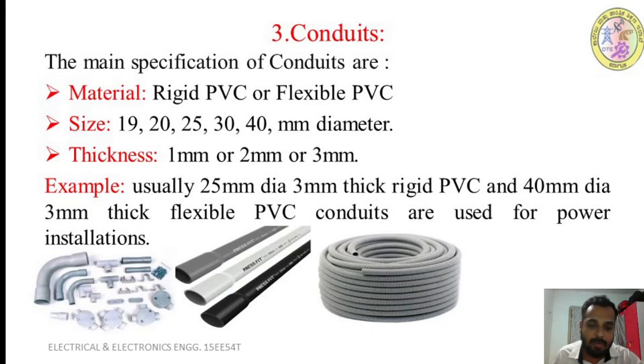And these are some PVC conduit components which we use, like bends and T-joints and some saddles. These are the PVC components which we normally use in the wiring system.